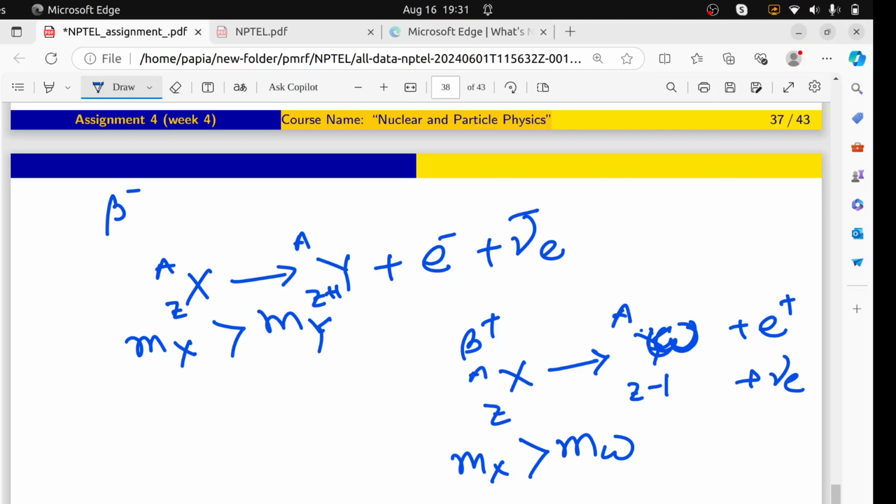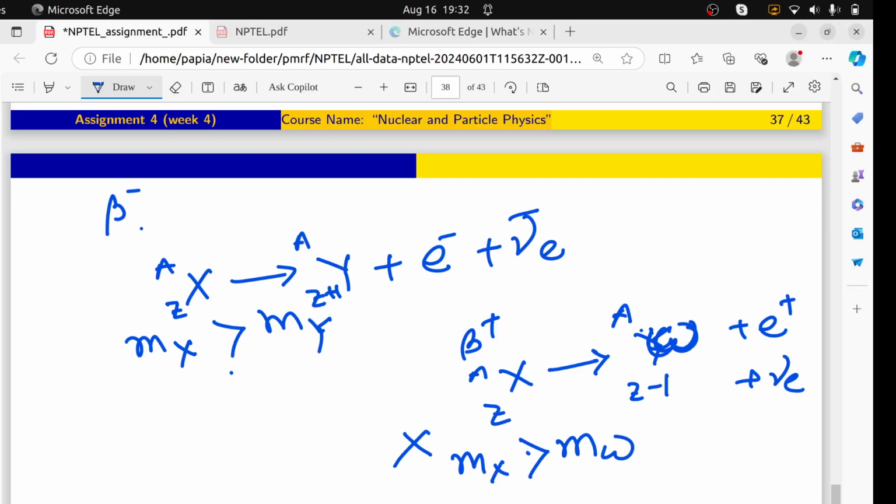So if mX is greater than mY, then obviously X will go to Y. But it is not simultaneously possible that X will go to omega, because if mX is greater than mY, then obviously it will go to Y only. It will not come here. These two simultaneously cannot be possible.